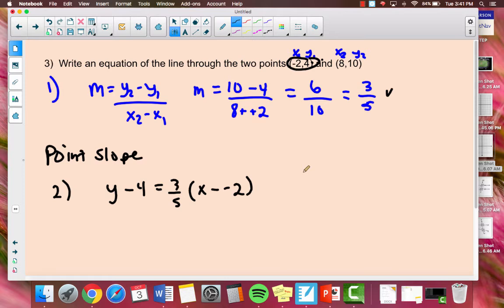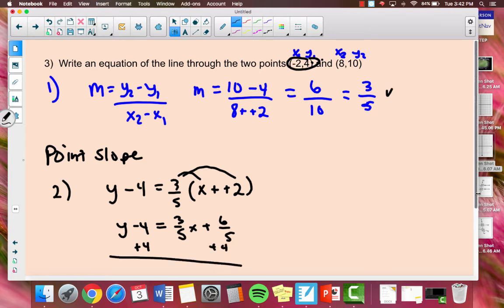Typically, if it doesn't specify the form, put it in slope-intercept. So I need to simplify this. So 2 negatives make a positive. And then I need to distribute my 3/5. So I'll have y minus 4 equals 3/5 x plus, well, 3/5 times 2 is 6/5. And then my very last step is to add the 4 over, because we want it to be in slope-intercept form.